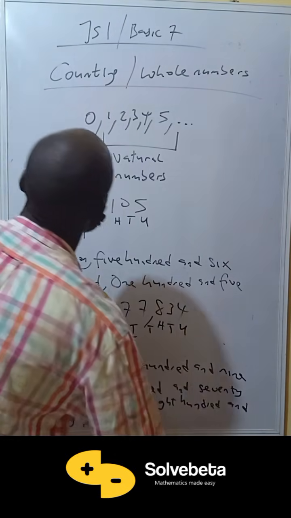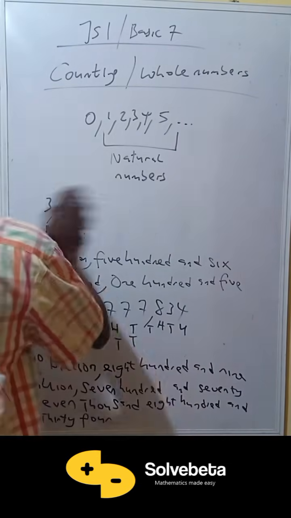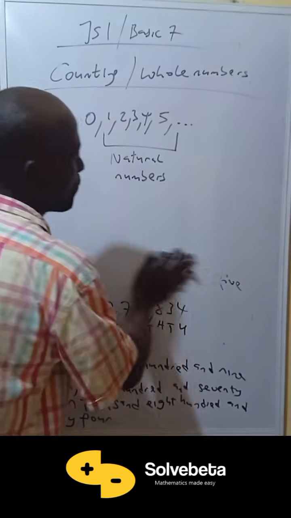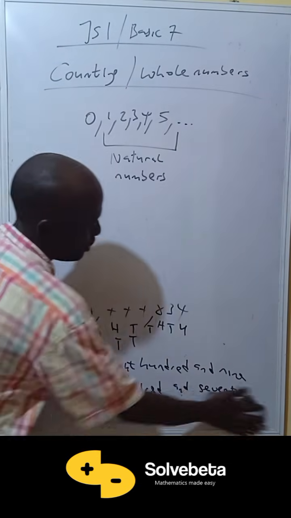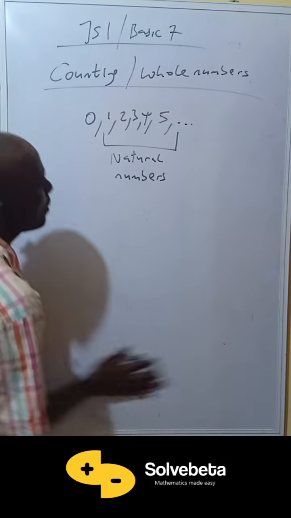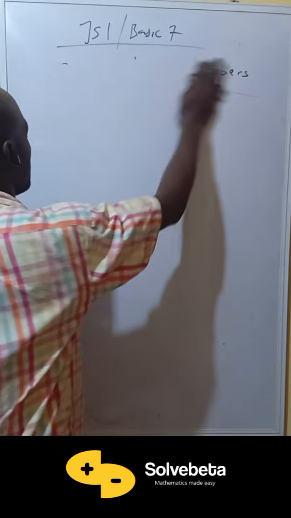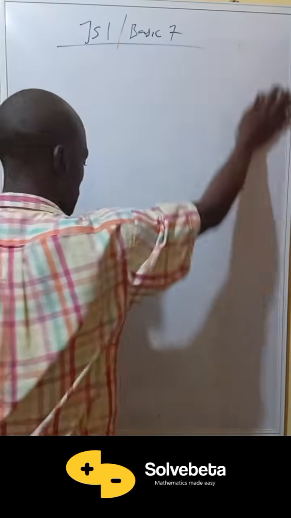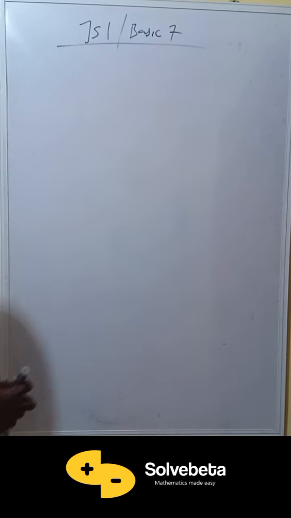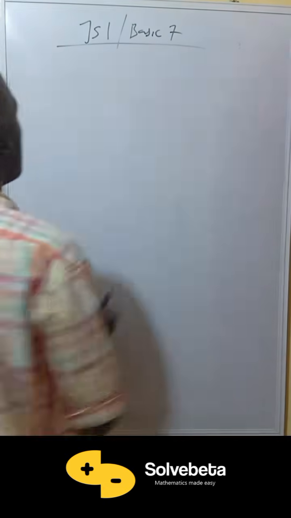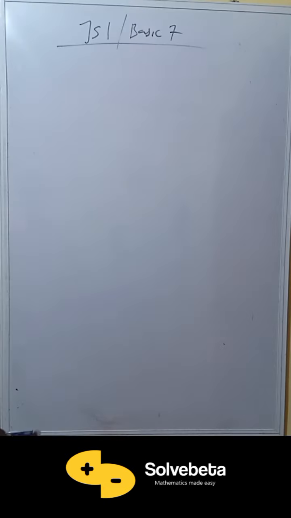Today we're going to move on to what is called LCM and HCF. LCM is the lowest common multiple. Now you must have done this in Basic 5 or Basic 4, Basic 6 or Basic 5, whatever syllabus your school is using. So we're going to be looking at LCM and HCF.